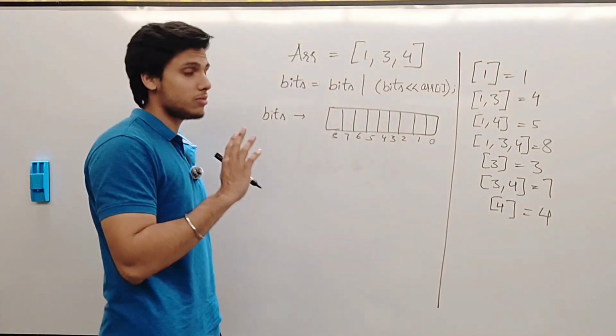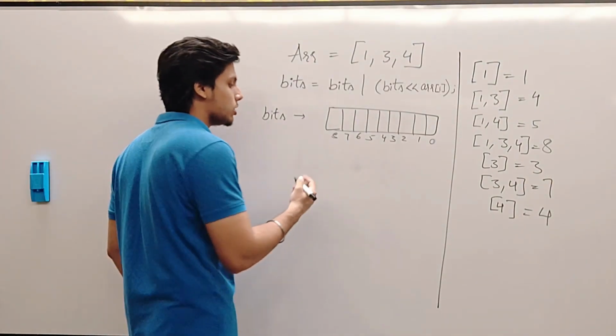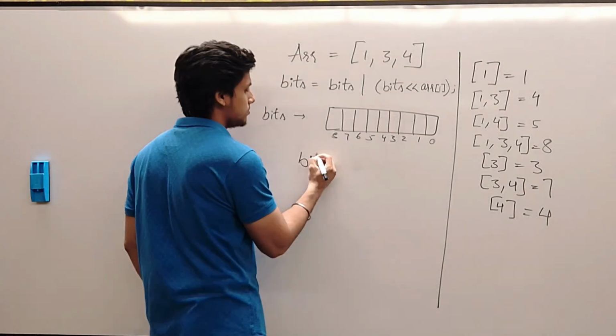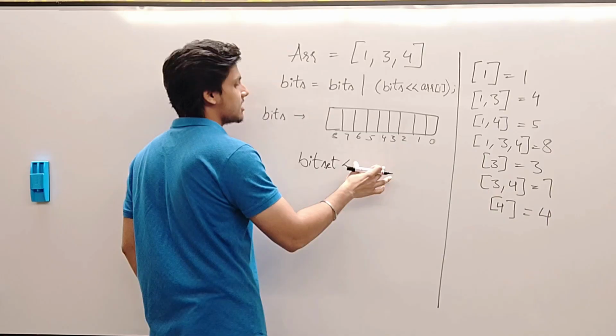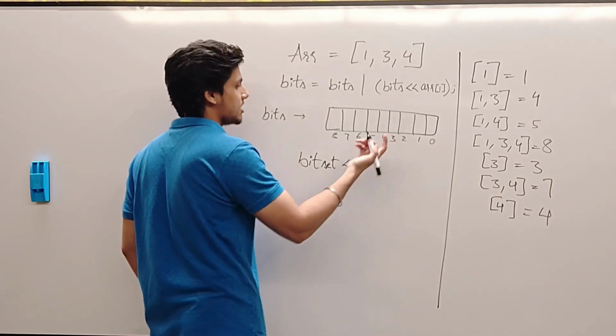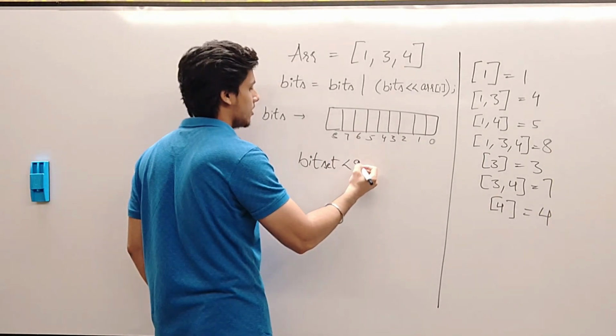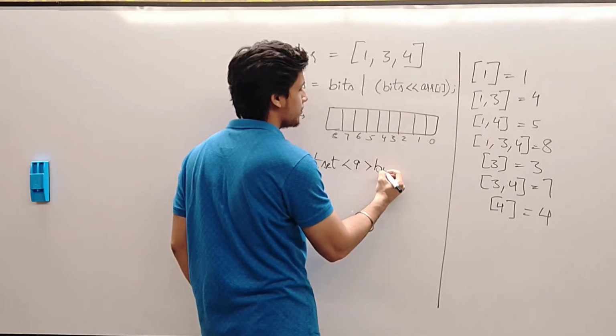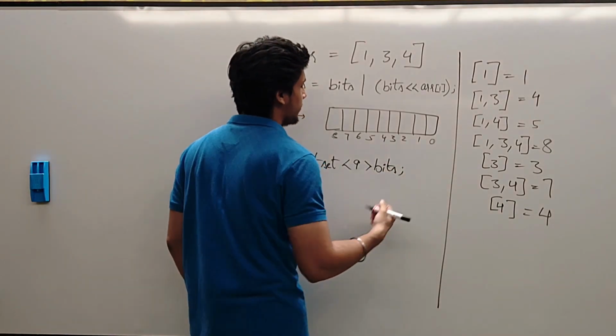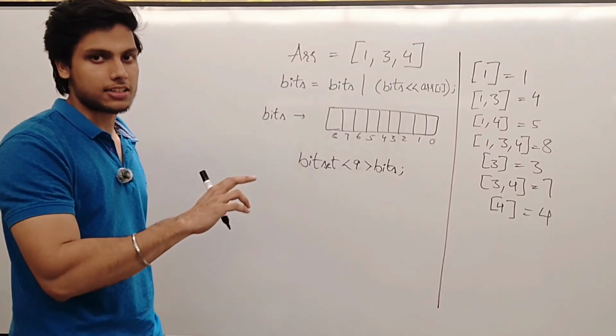So coming to the Bitset data structure, first I'll tell you the declaration. You need to write Bitset and the size that you are taking, which here I have taken as 9. Then you give one variable name, which is bits. So this is how you declare a Bitset data structure.